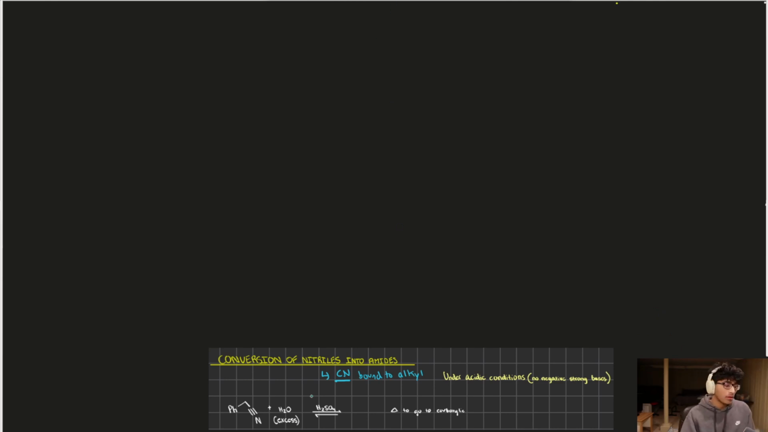And so we have water. We have a lot of water in the flask, and we have H2SO4. Honestly, I don't even know how this happens, but we end up forming hydronium. And so let's just draw the mechanism.